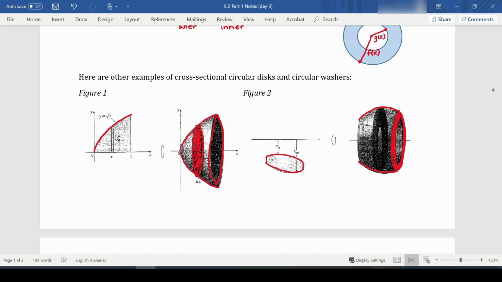And so hopefully, even though it's a little bit hard to see with the shading, you can see that we have an outer circle and an inner circle. This shape would be hollow in the middle. And those would be considered washers. So there are many different visualizations we can have. These are just some samples.